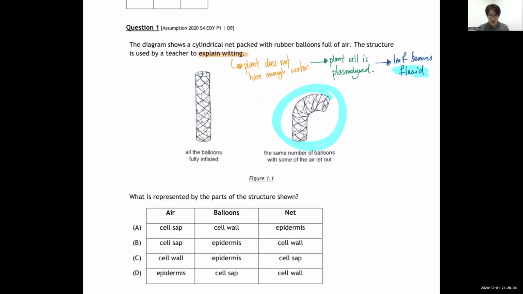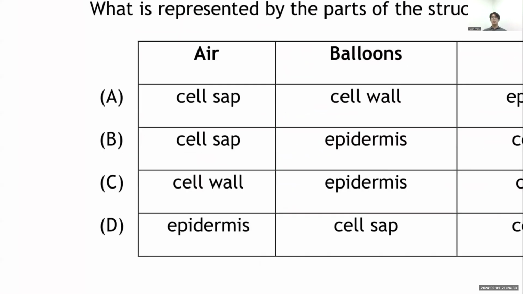So we need to understand. Balloon inflated means a lot of air, and there is a netting. So I've got netting, I've got a balloon, and air inside. Which one explains this best? Air let out means not enough water. But here there is no water. Only cell sap, cell wall, epidermis. Which one is the most relevant? Can link to water one.